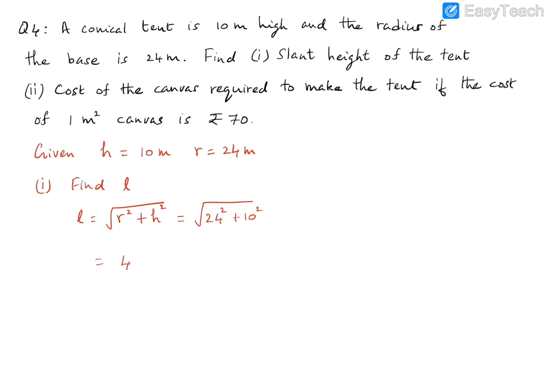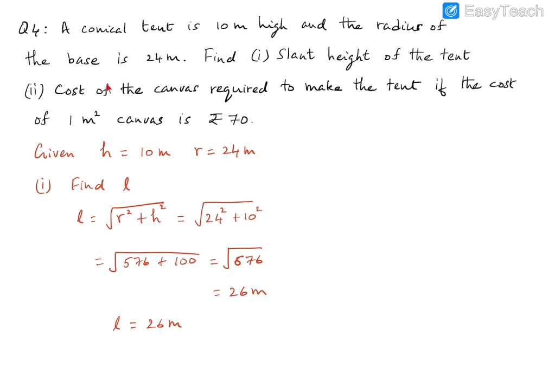So we know 24 square is 476 plus 10 square is 100. So the value of L, the slant height, will be the square root of 576. Just a little correction, the value of 24 square is 576, not 476, make that correction. That's 576 plus 100, so we get 676 under the root. So the slant height L is the square root of 676, which is exactly equal to 26 meters. So we have the slant height L equals 26 meters.